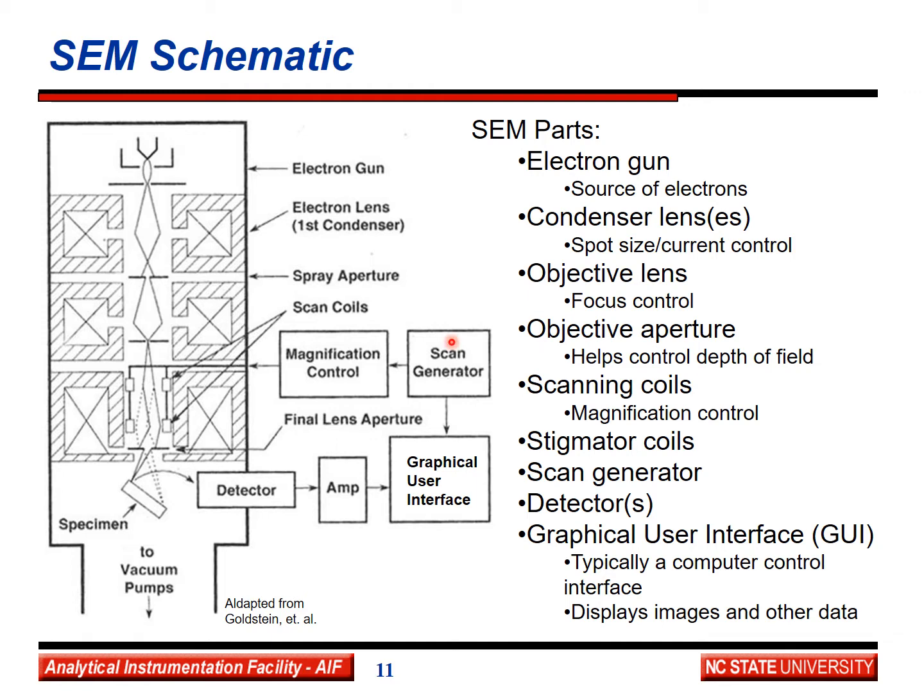We also need a scan generator to generate the scan, and that has to be coupled both to the graphical user interface and to the scan coils. We need a vacuum chamber in which we can locate a sample, typically on a sample stage. We need some sort of a detector or set of detectors, and then the detectors supply information to the graphical user interface.